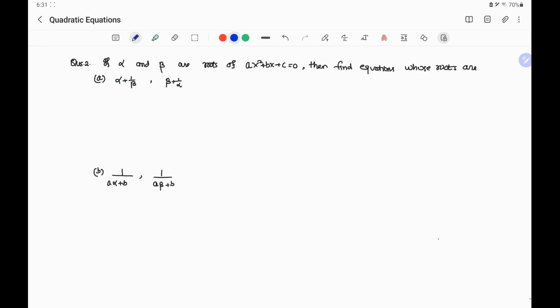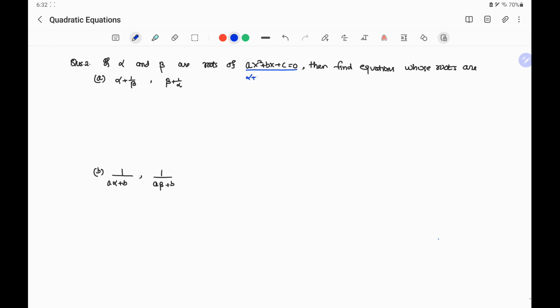Second question is, if alpha and beta are roots of ax square plus bx plus c equal to 0, then find equation whose roots are. Part A is alpha plus 1 by beta and beta plus 1 by alpha. Given quadratic equation is ax square plus bx plus c equal to 0, and roots are alpha beta.